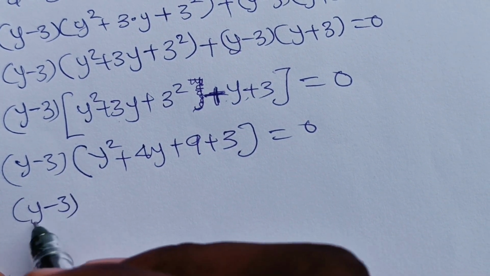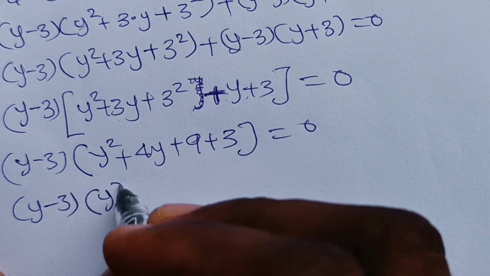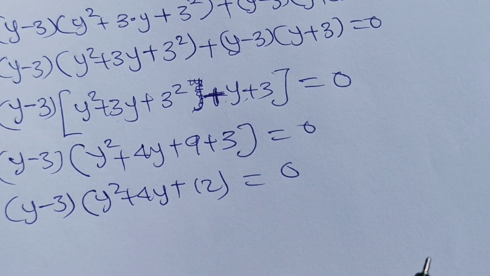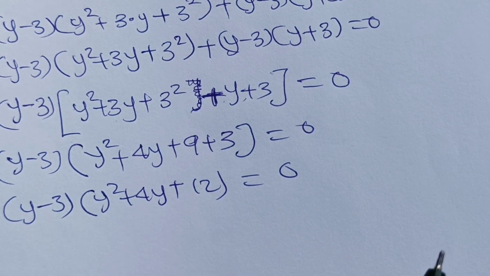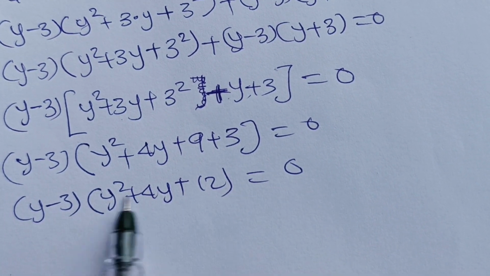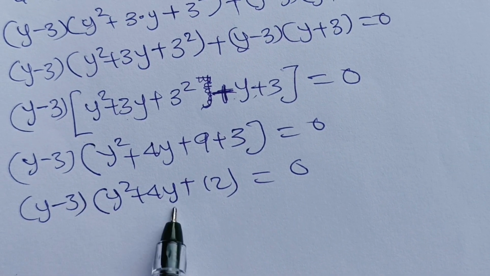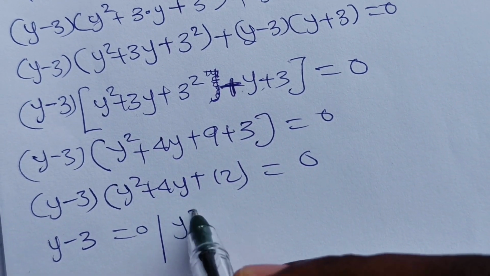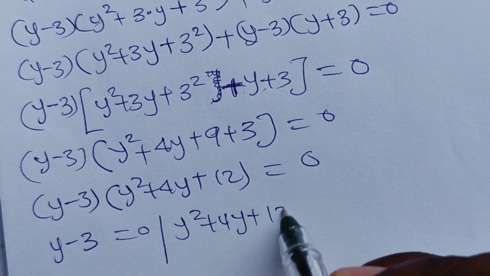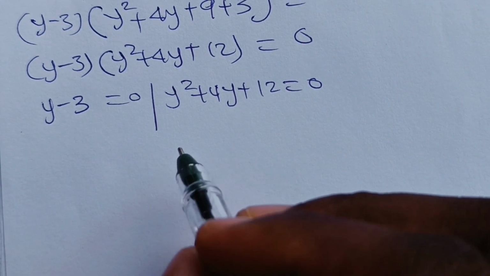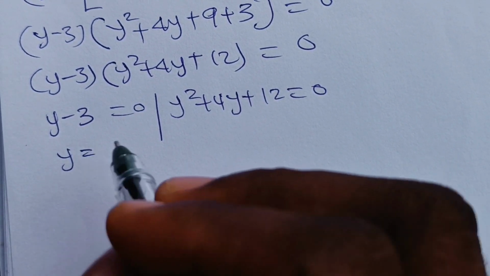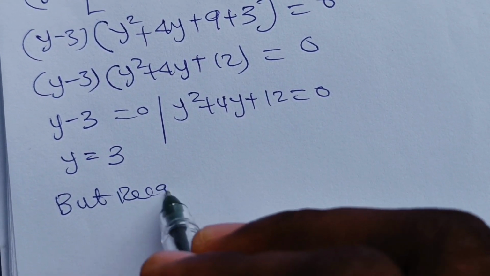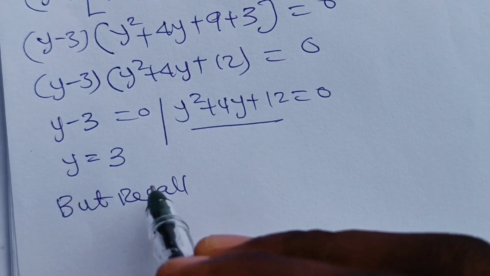So we have y to the power y minus 3 brackets. So we have y squared plus 4y plus 12 is equal to 0. All right. Now at this point, we are going to note that we can separate these two as y minus 3 is equal to 0, and y squared plus 4y plus 12 is also equal to 0. Now from here we can see that y is equal to 3.